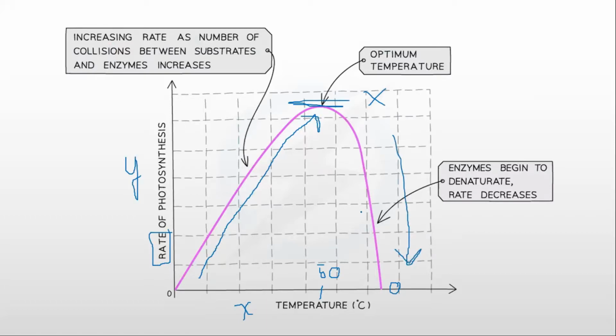This is a similar graph to the one for individual enzymes. Of course, photosynthesis depends on enzymes. You'll be studying in A levels that there's an enzyme, Rubisco, which is involved in photosynthetic reactions inside the cell in order to make nutrition for the plant.